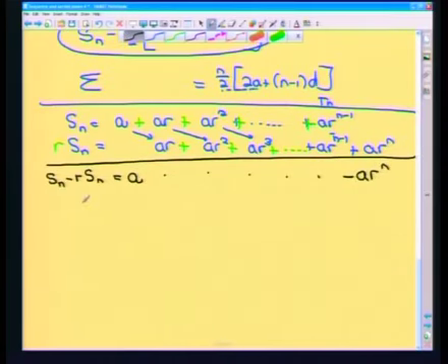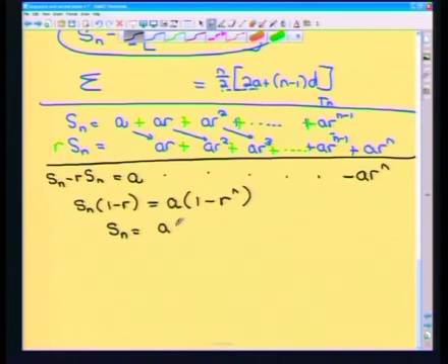Now if I look over here, I could take Sn out as a common factor, giving myself 1 minus R. And over here, I could take out A as a common factor, giving myself 1 minus R to the N. That means that Sn could be seen as A, 1 minus R to the N over 1 minus R. And if I look at that, that's really good, except in one case. Do you agree with me that R may not equal 1?